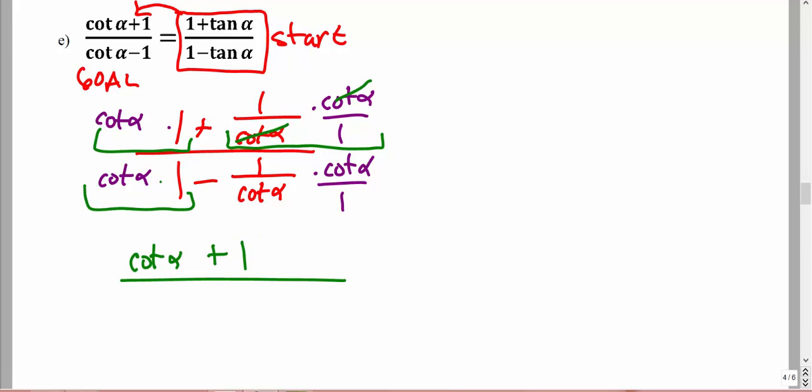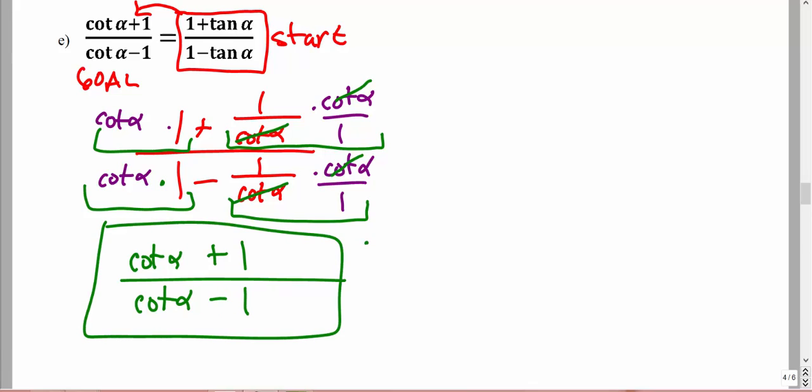So here on the left-hand side at the bottom, we have cotangent alpha times 1, which is cotangent alpha. And then on the right-hand side, when we simplify, the cotangents cancel each other out, and we're left with minus 1. And this, of course, was our goal. So it's very handy to keep in mind what your goal is. We started with tangents, and our answer had cotangents, so thinking about that reciprocal identity is one of the strategies that we can use to verify this identity.